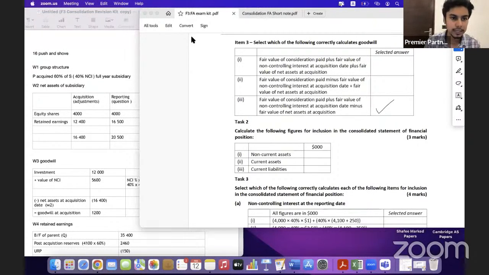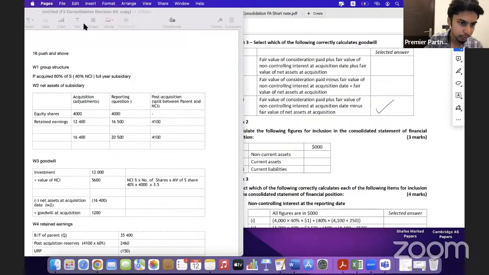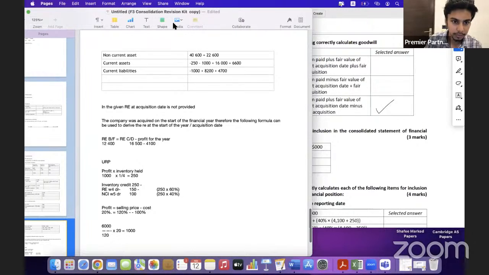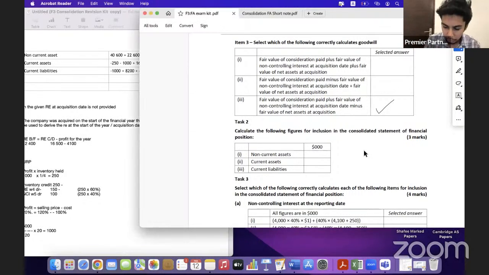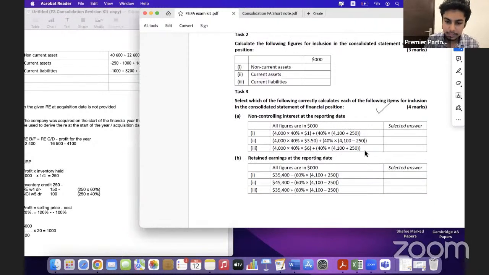Okay, now guys, let's go to task number 2. Now guys, in task number 2, can you see they're asking the value of non-current assets. So what you have to do, simply, is this part. When they ask you non-current assets, add these two, show the answer. Current assets, do this working, show the answer. Current liability, you do this working and show the answer. Simple as that. Right, now guys, on your own, can you help me select the answers for this one?